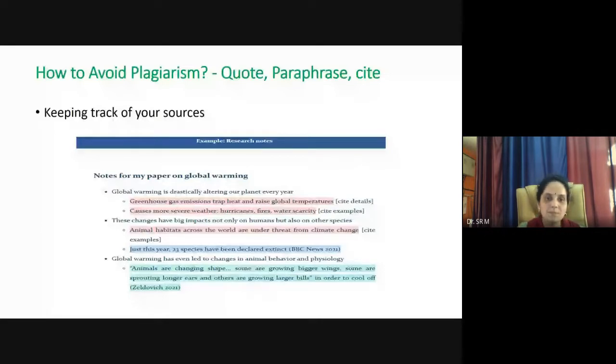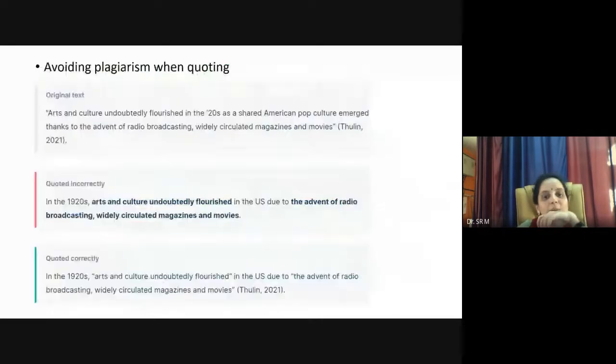Then, how do I avoid plagiarism when quoting? Quoting means you are copying a piece of text entirely from some author, writer, speaker, anybody. You introduce it in your own words, but enclose the copied text in quotation marks. That is the simple definition of quoting. Or you can even format it as a block quote. And then you correctly credit it to the original author who wrote it. So, quote carefully.